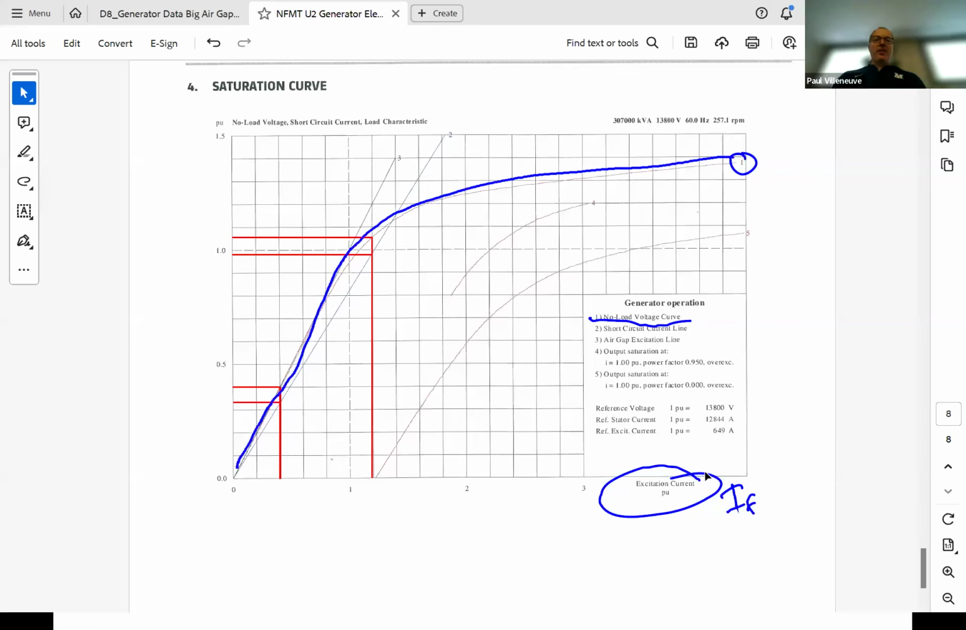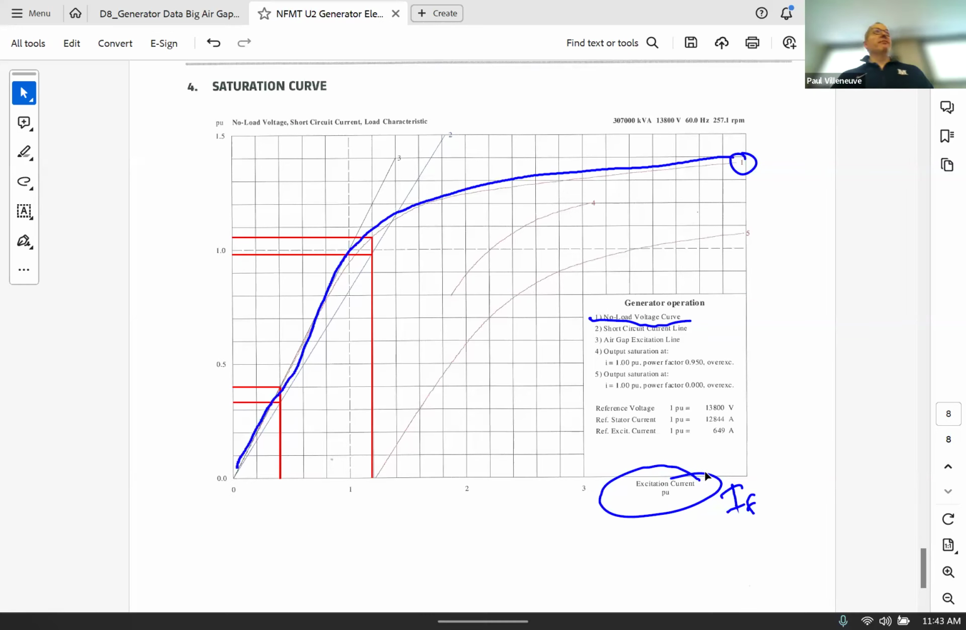This is a real world machine, right? This is not something I made up. This is something that I think this was ABB. They came up with this curve. And you'll notice that field current or excitation current is the x-axis. Why is that?